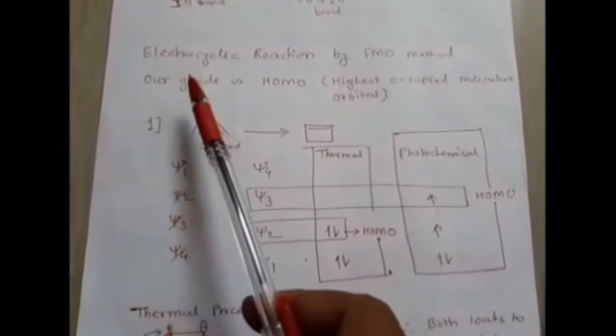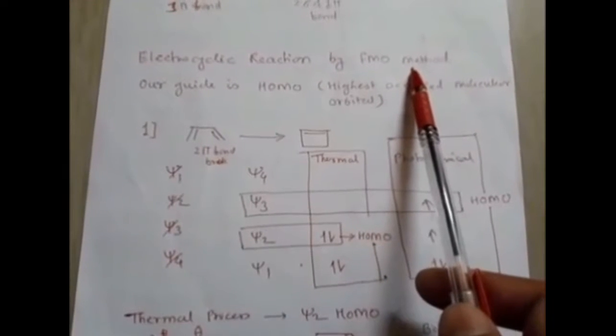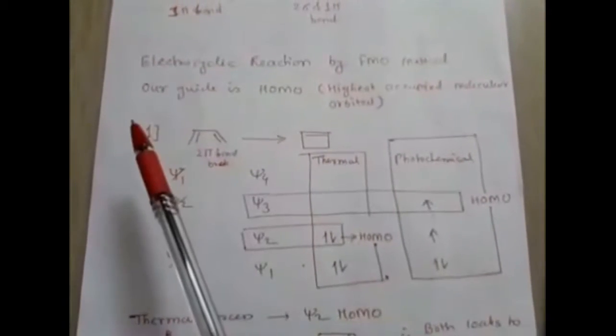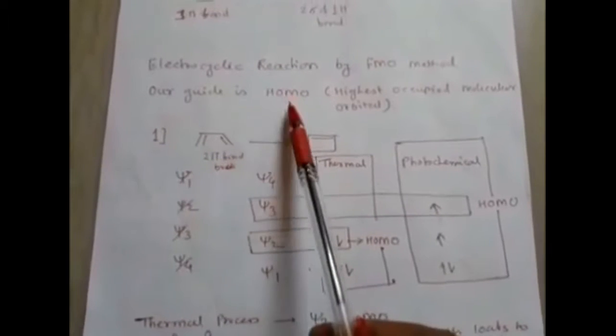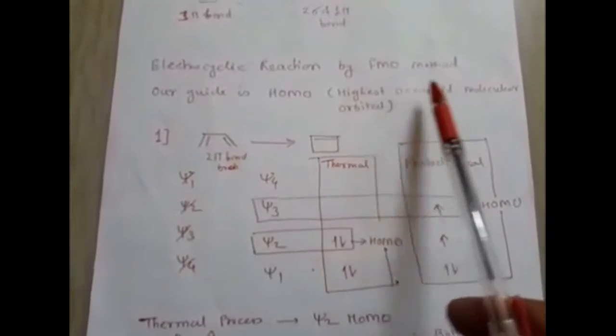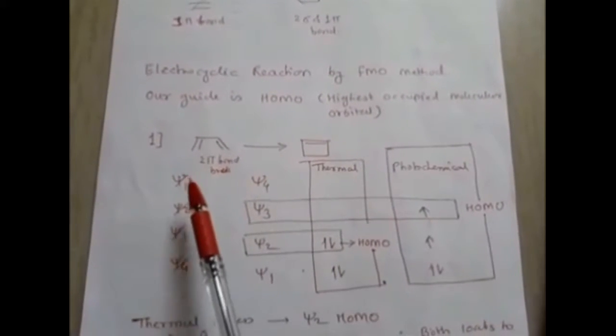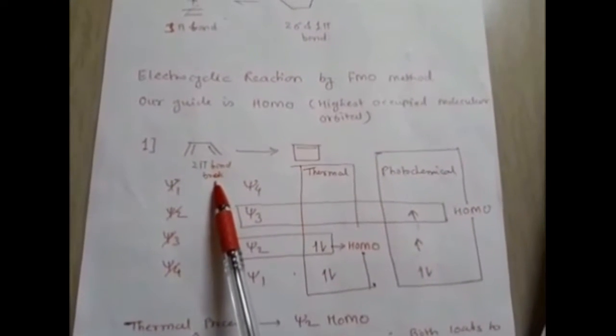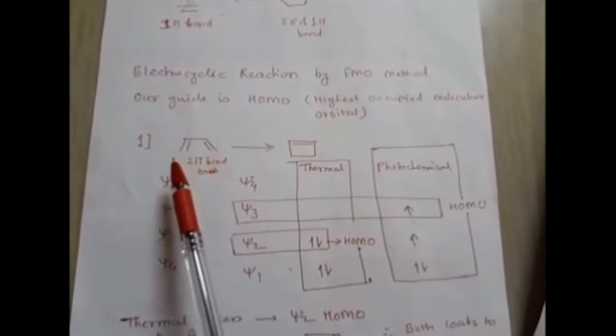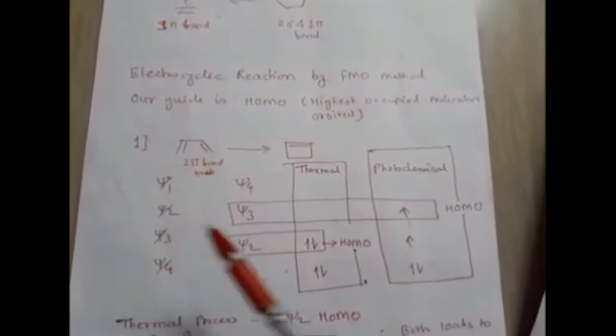Now let us discuss electrocyclic reaction by the FMO method. Remember, my dear friend, here our guide is HOMO, that is the highest occupied molecular orbital. This is the first example, butadiene converted into cyclobutene. In this conversion, there is breaking of 2 pi bonds. That means it involves 4 orbitals: Psi1, Psi2, these are 2 bonding molecular orbitals, and Psi3, Psi4, these are 2 anti-bonding molecular orbitals.